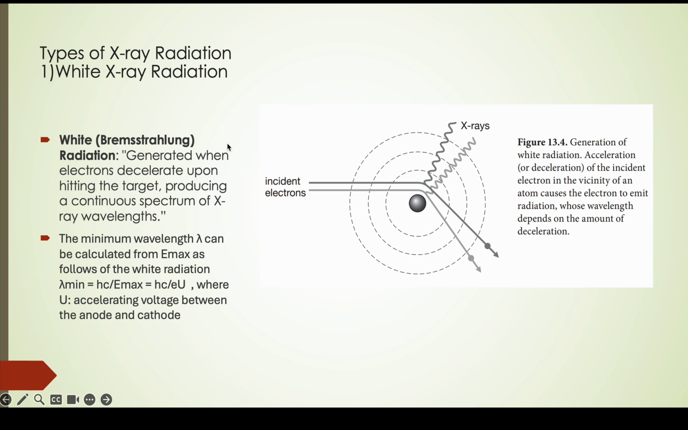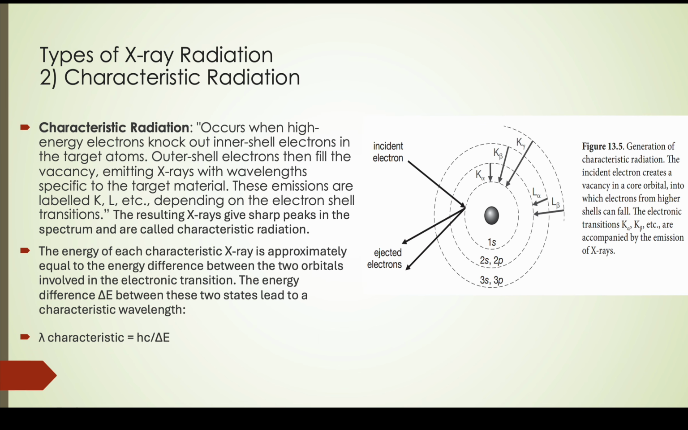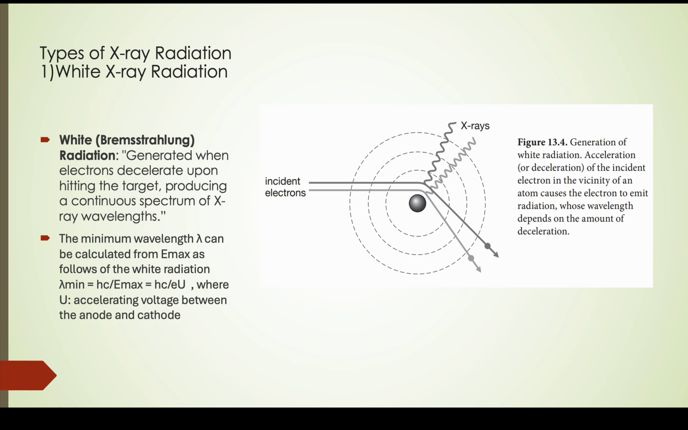So now, as we know the basic properties of how X-rays are generated, we can dive deeper into it. So we can read about the types of X-ray radiation. There are two types of X-ray radiation: first being the white X-ray radiation, and the other being the characteristic radiation. We will start with the white X-ray radiation, also known as Bremsstrahlung radiation.